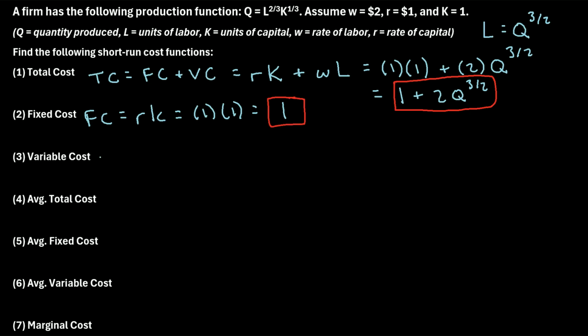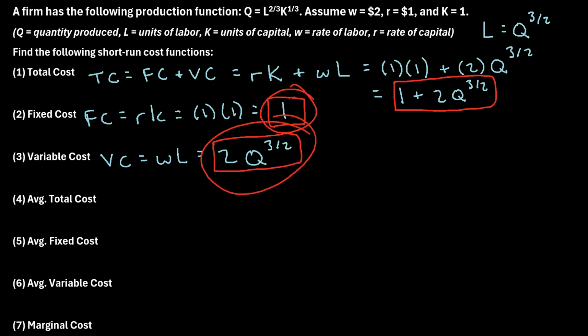Now our variable cost, we said, would be the cost associated with labor, which is simply W, the rate of labor, times L, the units of labor. So the variable cost is just W times L. We know that's 2 times, for L, we found that to be equal to Q to the 3/2. So we have 2Q to the 3/2 power. That is our variable cost. And we'll notice that our fixed cost plus our variable cost is equal to our total cost function.